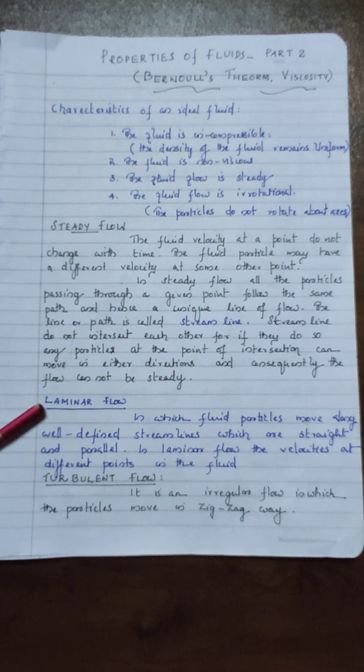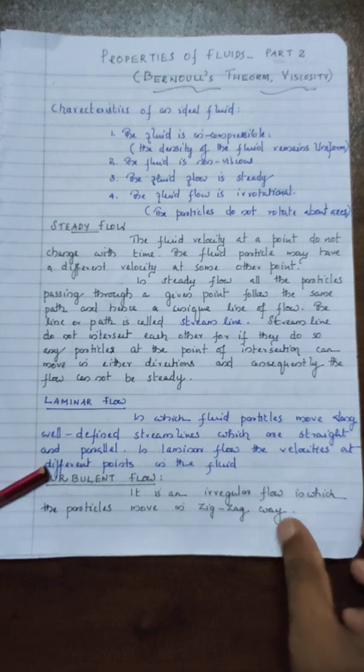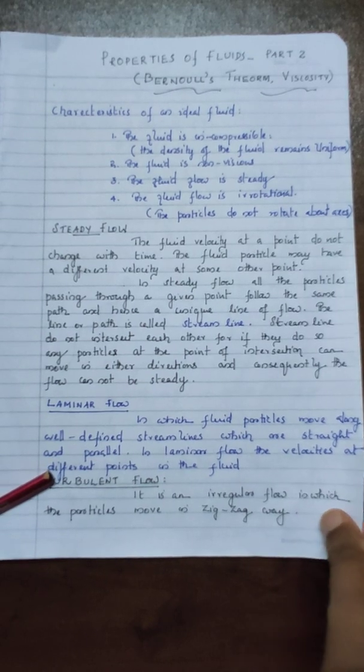Then what do you mean by laminar flow? In laminar flow, fluid particles move along well-defined streamlines which are straight and parallel. In laminar flow, the velocities at different points in the fluid are the same. Turbulent flow is an irregular flow in which the particles move in a zigzag way.